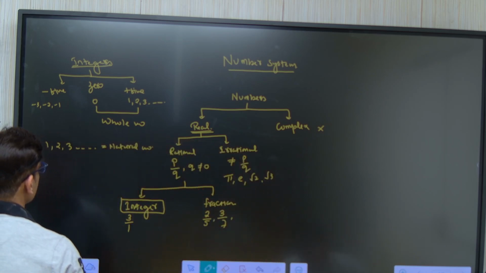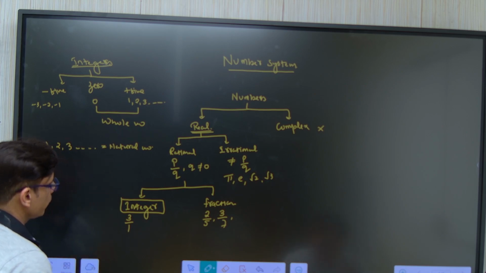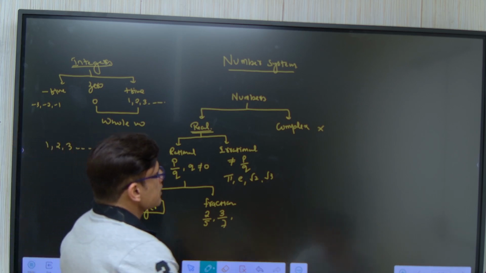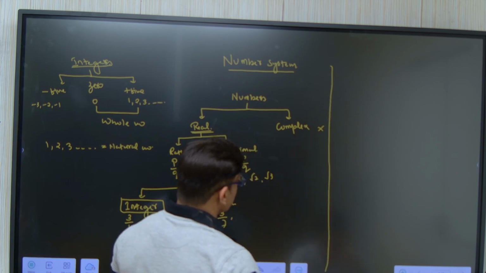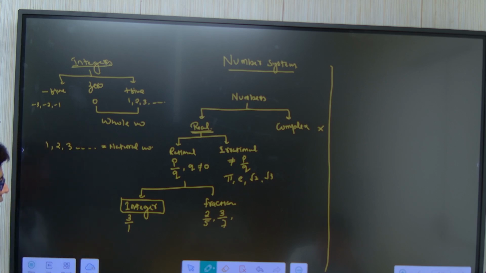So these are called natural numbers, and whole numbers start with 0. The only difference between natural numbers and whole numbers is that whole numbers start with 0. Right? Till here we have also learnt everything about this in smaller classes, right?